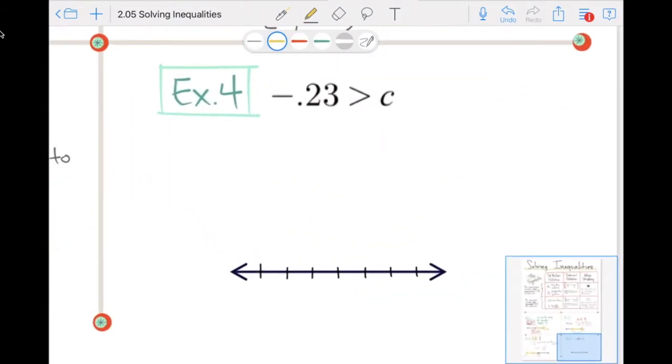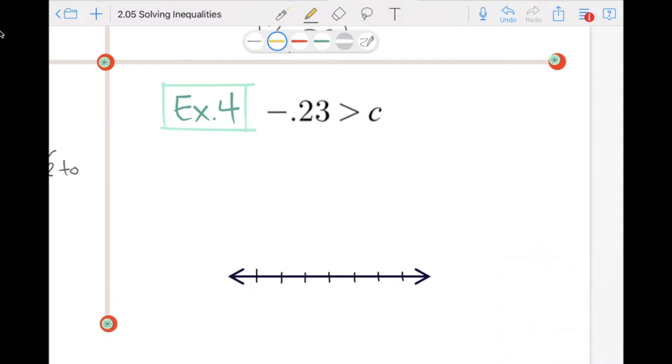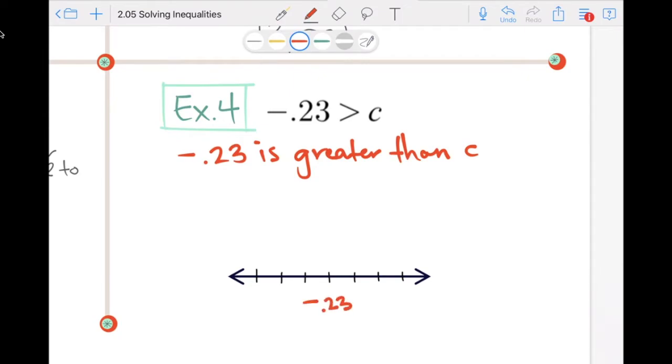And finally, negative 0.23 is greater than whatever value c is. So let's say negative 0.23 is right here. Negative 0.23 is bigger than c. So think about it. Where are the numbers that are smaller than negative 0.23? They're going to be over here. That's going to tell you which direction to draw your arrow.